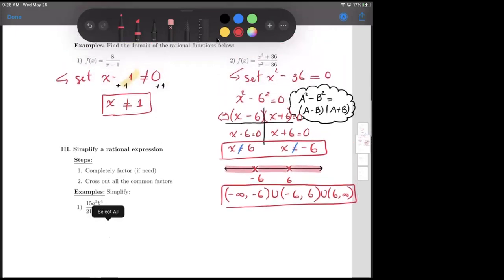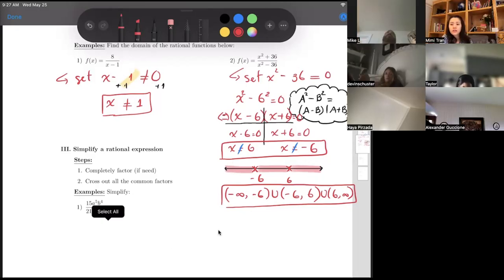Can someone tell me what is the interval notation for number 1? The one that x is not equal to 1. That should be easy. We can just speak it up in the chat, and speak it up here. Number 1, interval notation. Everything except 1. So how would I write it in interval notation?